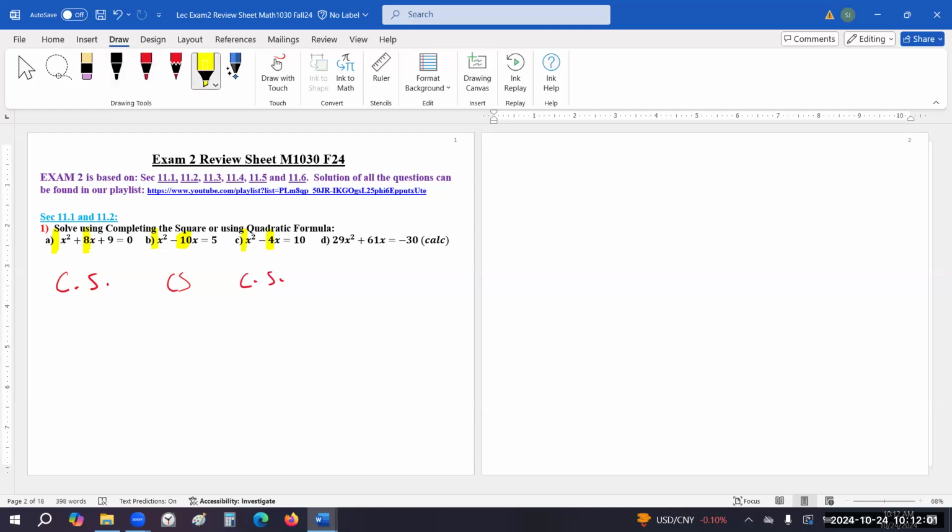However, for this type of question, none of these are useful. Neither complete the square nor the quadratic formula. Why not? Because these 2 numbers are too big. But good news, it was actually a calculator question.